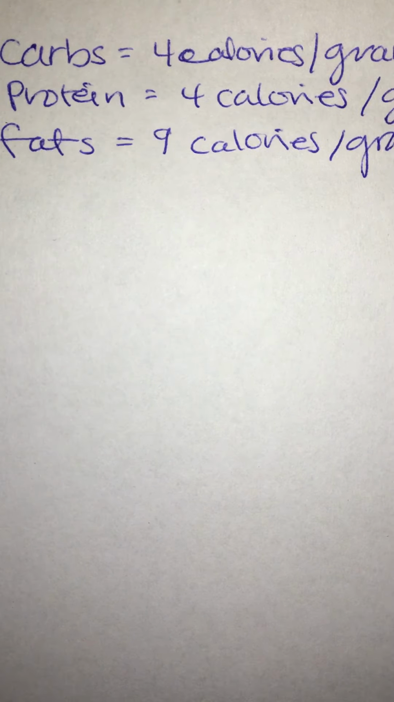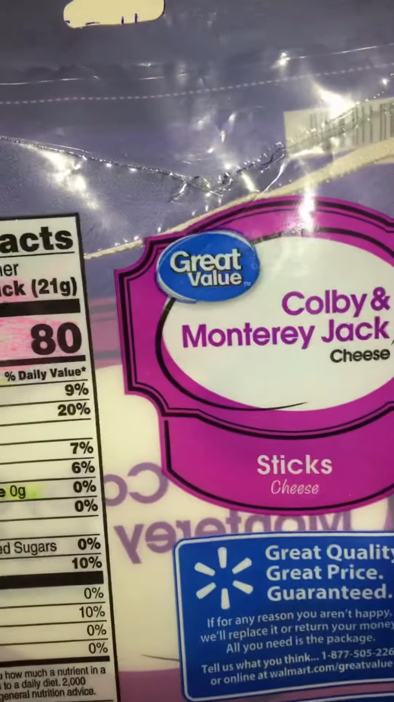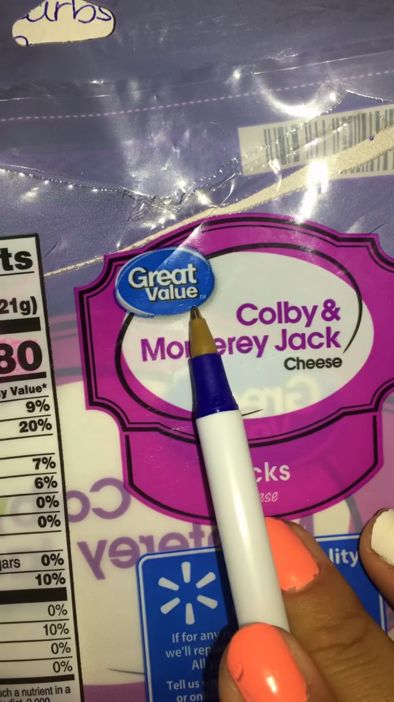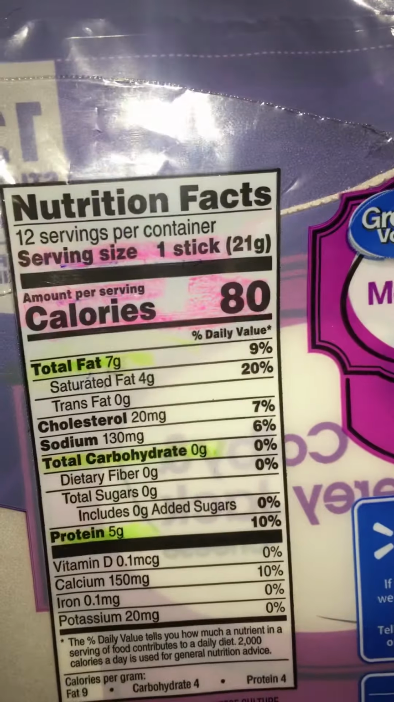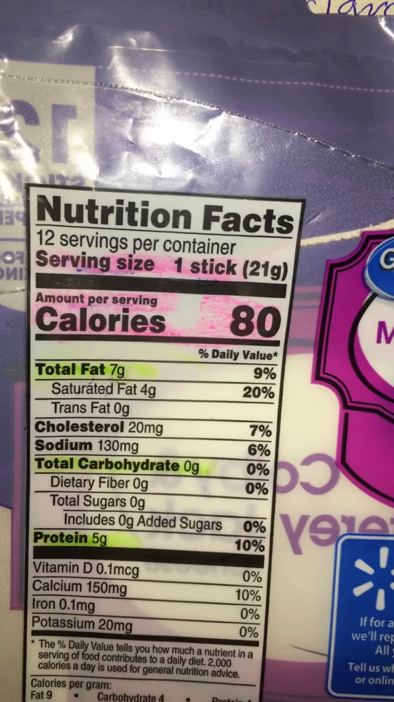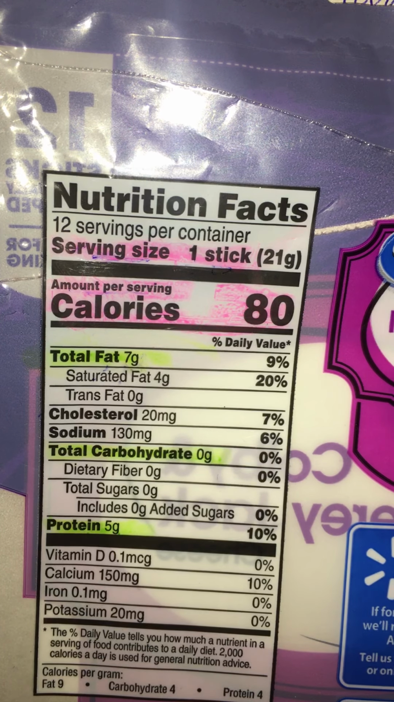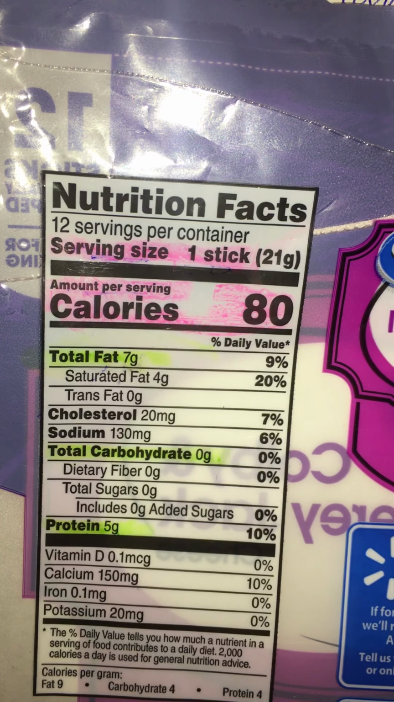Now I'm just going to jump into the example and show you how to calculate whatever food you are going to eat. So my example here, I'm going to say I eat 2 cheese sticks with some Ritz crackers. First, this is just the regular Colby Jack cheese sticks, great value. I highlighted the things I really want you to look at when you are observing your nutrient label of whatever food you eat during the day for this assignment.